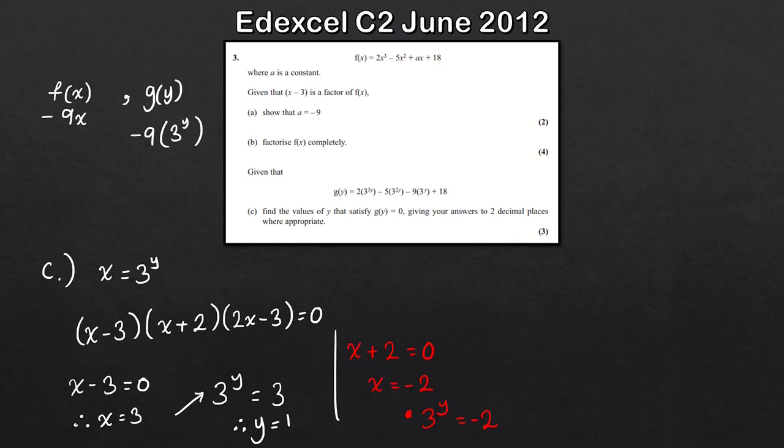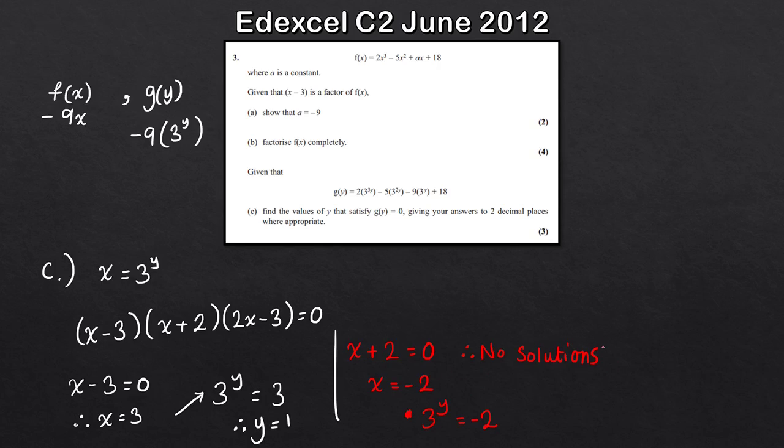But we have a bit of an issue here. And the issue is that we actually have no solutions for 3 to the y equals minus 2. You can think about drawing a graph here just to illustrate this problem and this equation. But for an exponential function like this, we can't solve it. Okay, so therefore, there are no solutions for this one.